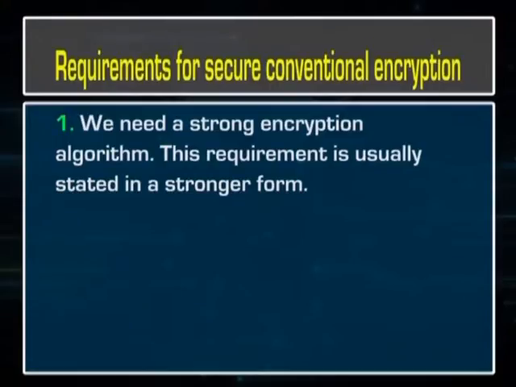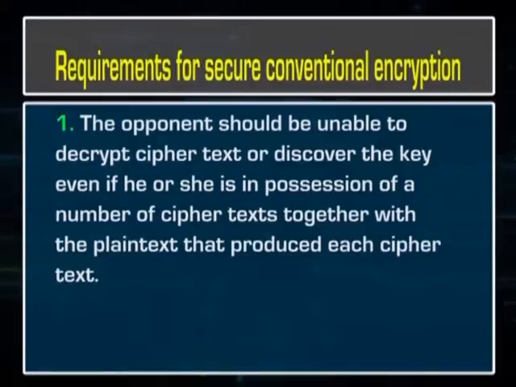There are two requirements for secure use of conventional encryption. First is, we need a strong encryption algorithm. This requirement is usually stated in a stronger form. That is, the opponent should be unable to decrypt ciphertext or discover the key even if he or she is in possession of a number of ciphertexts together with the plain text that produced each ciphertext.